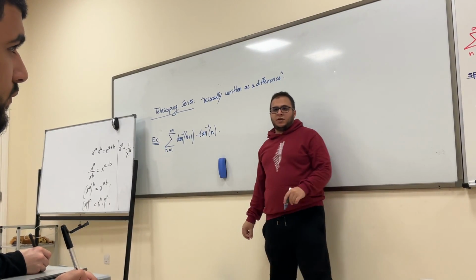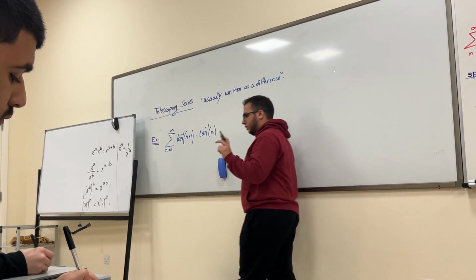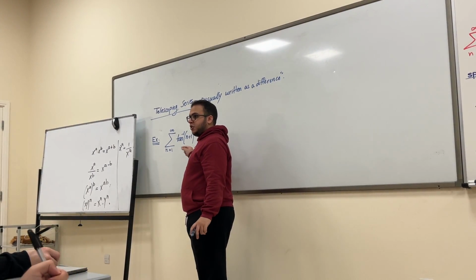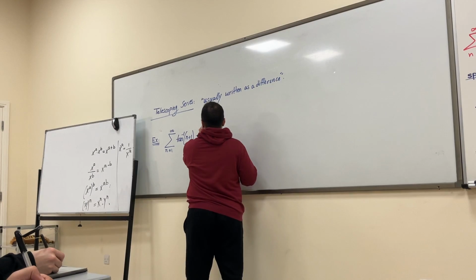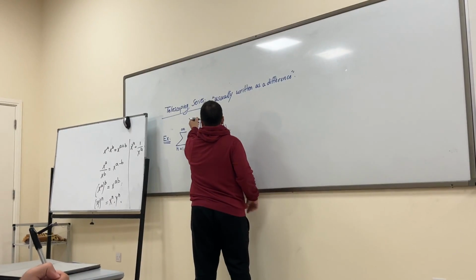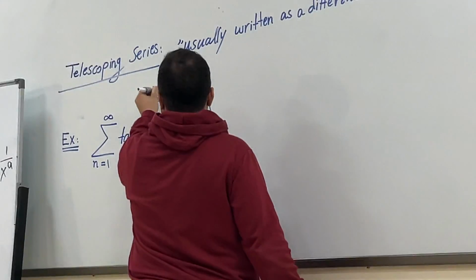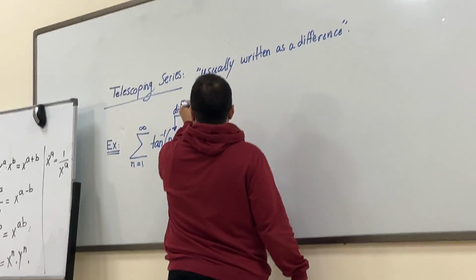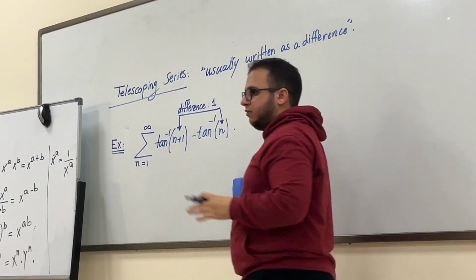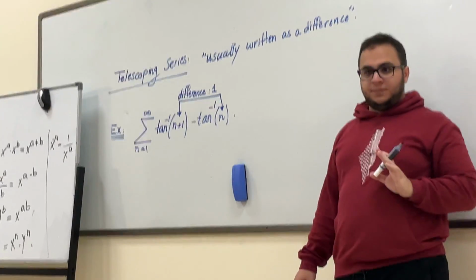Why is it a telescoping series? Because it's the difference between two terms. These terms are the same thing exactly, but they're just off by what? This and this are off by how much? Plus 1. So the difference is plus 1. Yeah, just take it as a positive value. Okay? Make it positive. Good?